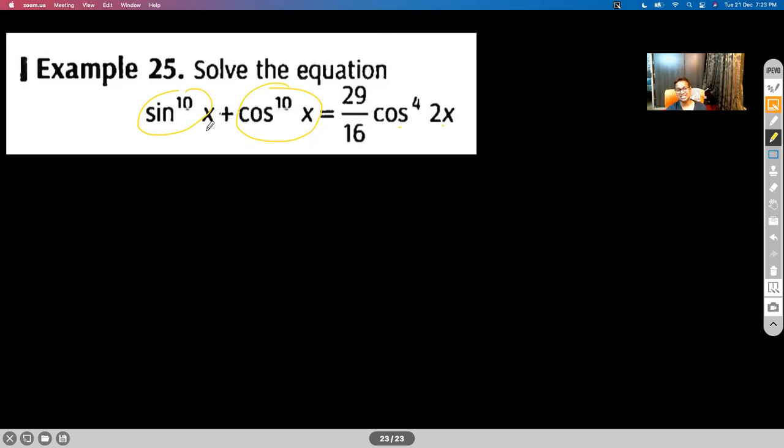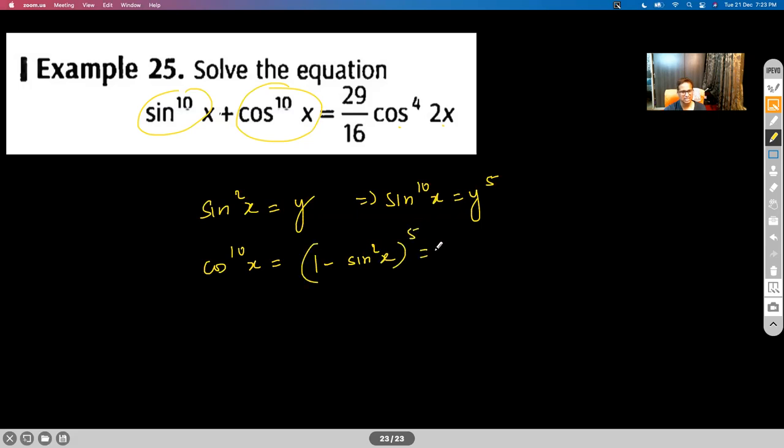Cos 2x is there, sine x and cos x is also there. Can you do something with it? Okay. See, many of you would be thinking of writing sine square x as a t, correct? Because if you write sine square x as a t or a y, whatever, then sine to the power 10 could be written as y to the power 5. And even cos to the power 10 x, you can write it as (1 minus sine square x) to the power 5, which is as good as (1 minus y) to the power 5. Yes or no?